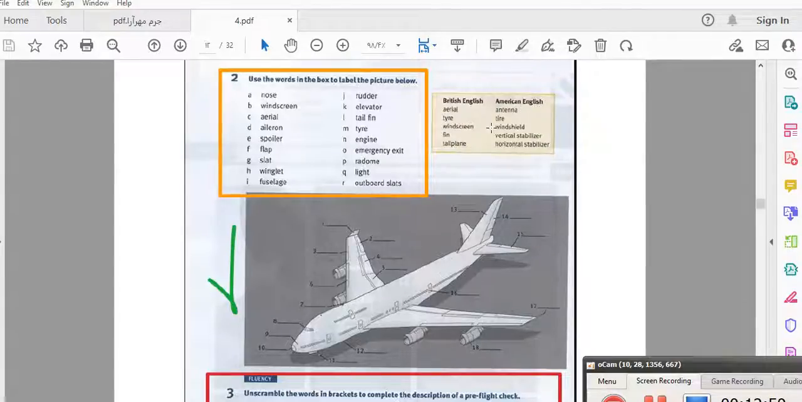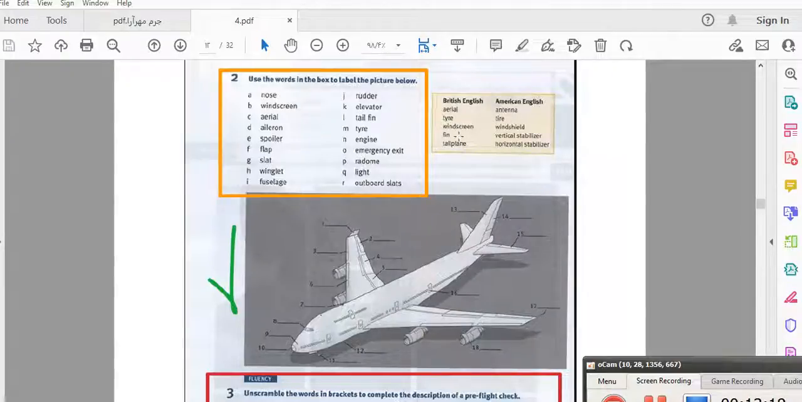British English, American English. Aerial, antenna. Look at here. Number 7, this is aerial antenna. In American English, we say antenna. In British English, we say aerial. Both of them are correct. I use the American one. You can select whatever your master says. Tire. The spelling is different.